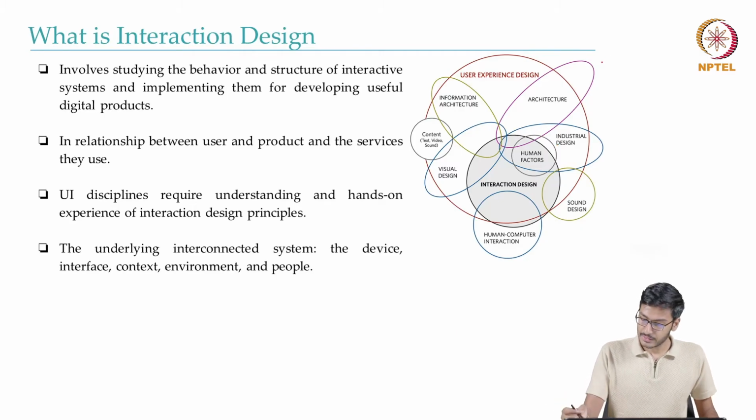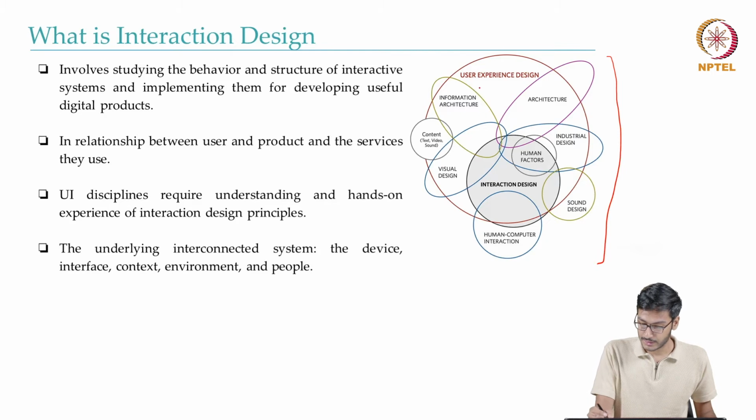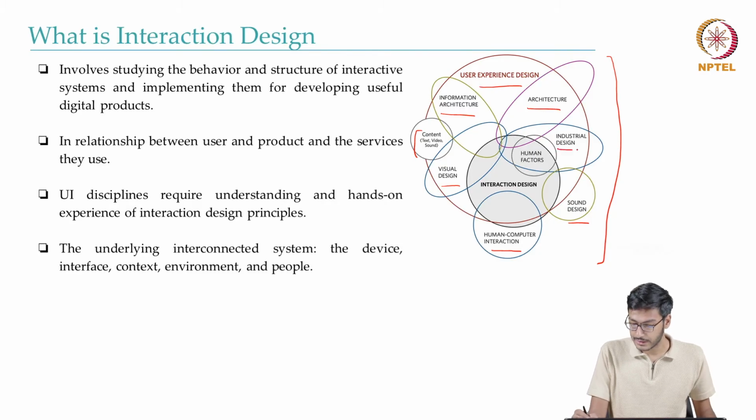As you can see in the diagram right here, interaction design is actually a multidisciplinary field which includes user experience design, human computer interaction, sound design, visual design, content, information architecture, architecture in general, industrial design, and human factors. So, all these features actually make up interaction design.